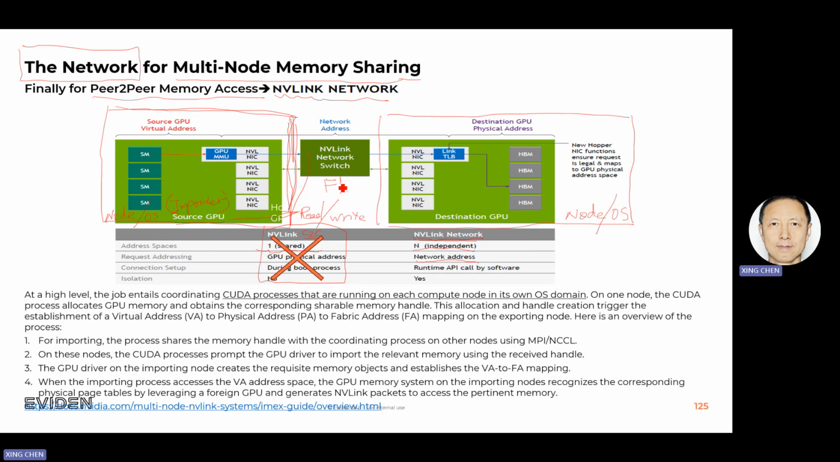So this is the link between the two GPUs, between the two nodes, between the two systems. The connection setup between two GPUs going through this NVLink network switch will be done at the runtime API call by software. The connection will be set up by software when you have this kind of API call. And after the call has been done, this connection will be removed, will be destroyed.